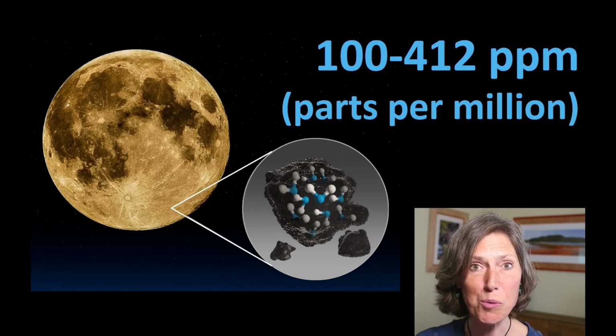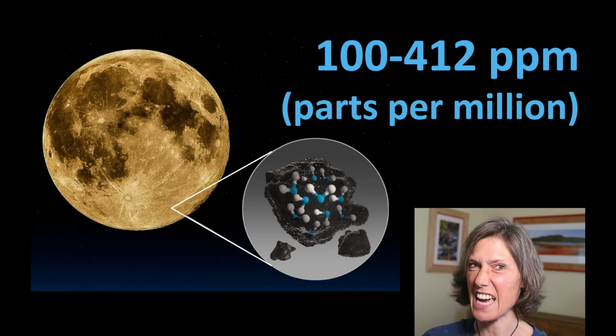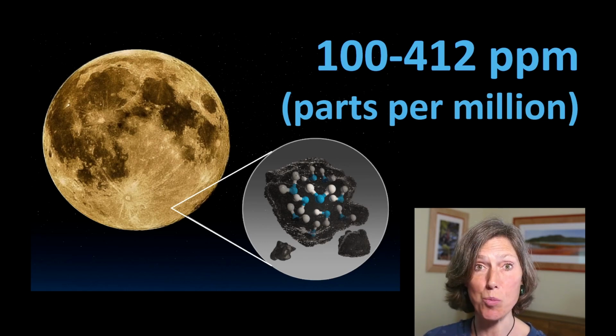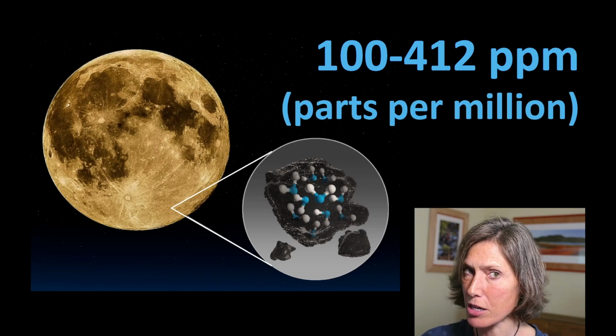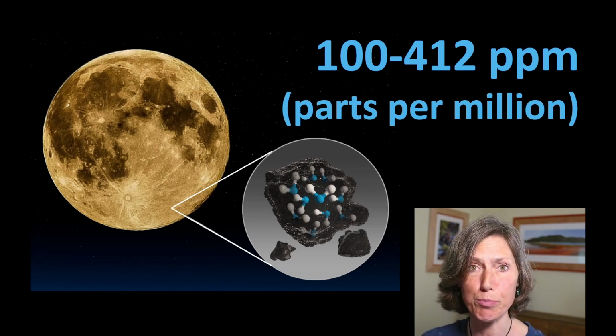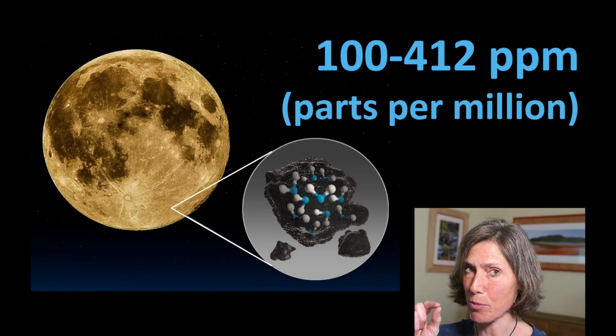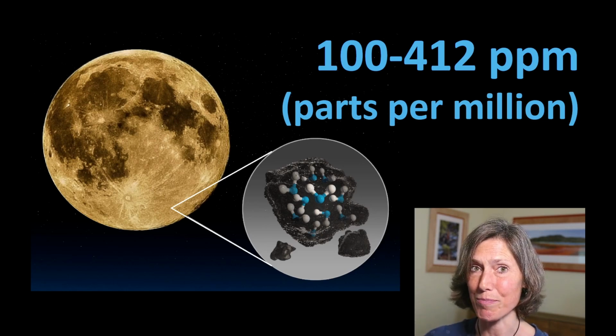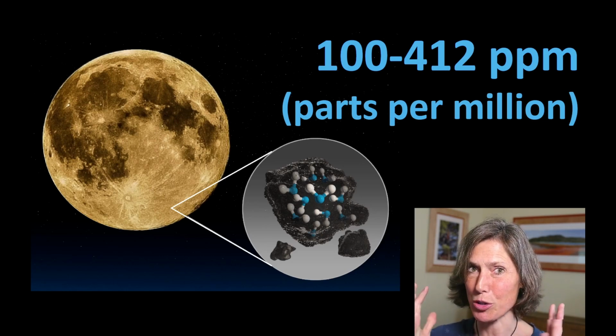Let's start with number 1, the phenomenon, the anchor phenomenon. There is water on the moon. It's not very much, 100 to 412 parts per million. That's a very small amount in terms of concentration. Let's put that into layman terms.